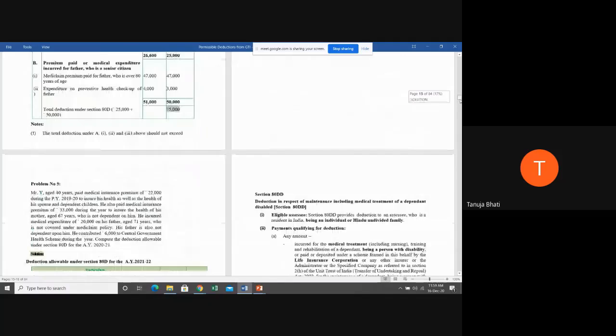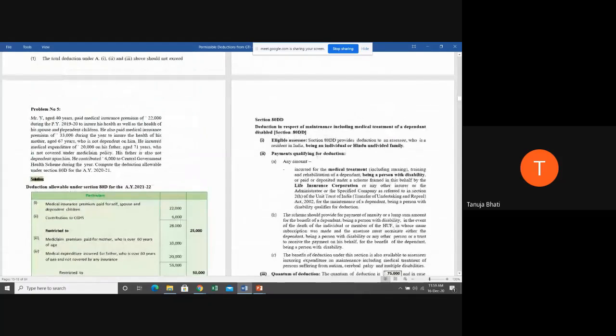Now let us see one more sum on the same 80D section. Mr. Y, aged 40 years, paid a medical insurance premium of 22,000 during the previous year 2019-20 to ensure his health as well as the health of his spouse and dependent children. So 40 years means he's a non-senior citizen. His limit is going to be 25,000. So the full 22,000 he will get because it is below 25,000.